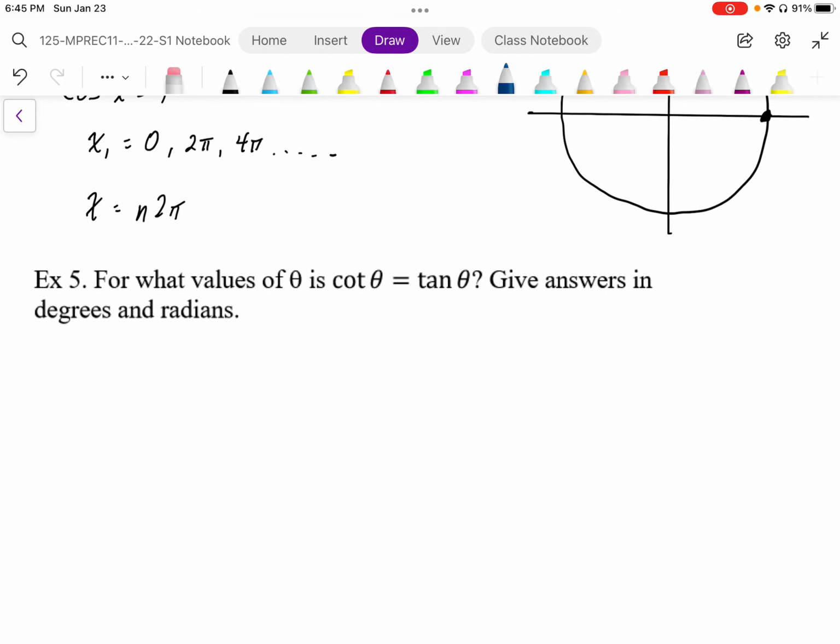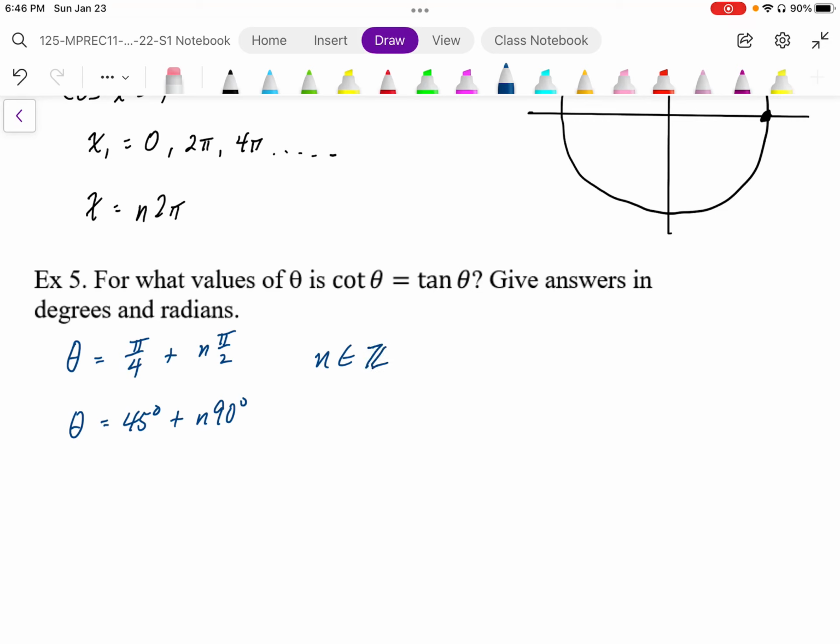So in this case here, we end up with our theta value. Our theta is equal to, the first location of this is pi over 4, or 45 degrees. And then it's going to repeat itself every period. So n pi over 2, where n is an integer.